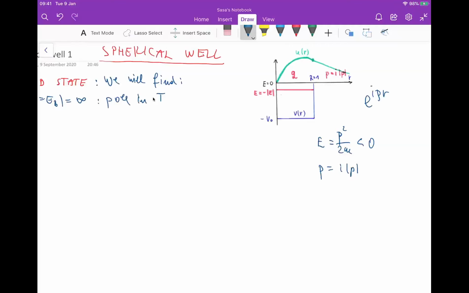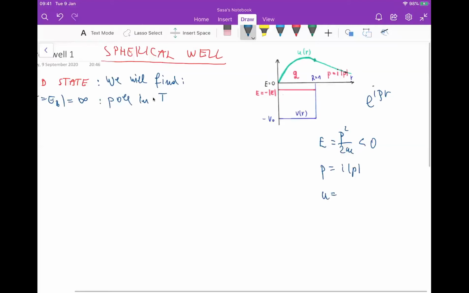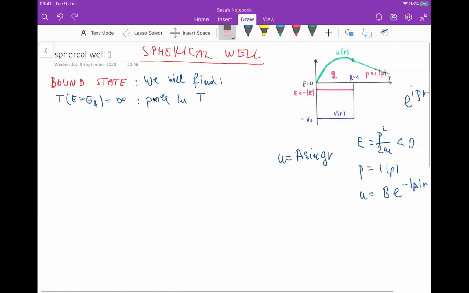To find the energy of a bound state, that's simple, but let's do it. Basically, outside we have the function u equal to B e to the minus pr. And in this region, with momentum q, u is A sin qr. Q and p are related simply, there is a relation between p and q and the size of the potential.